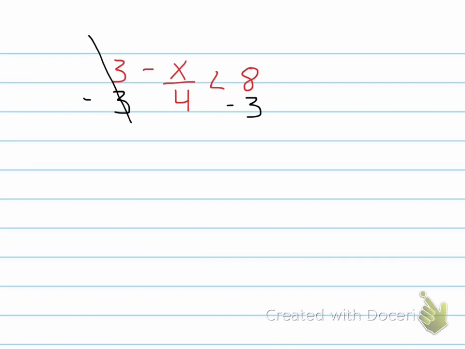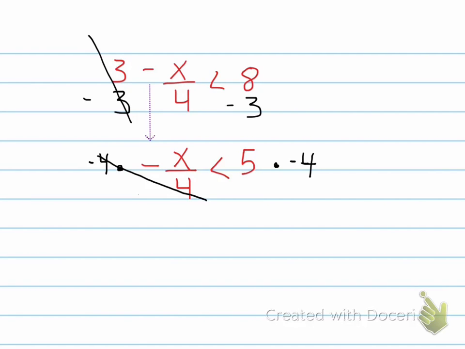So I'm left with, keep your sign. This sign comes down. This I see gets forgotten so much. So negative x over 4 is less than 8 minus 3 is 5. So now what do I have to do? Well, now x is being divided by -4, so I'm going to multiply by -4. And I multiply by -4 over here. So again, these cancel, which is good.